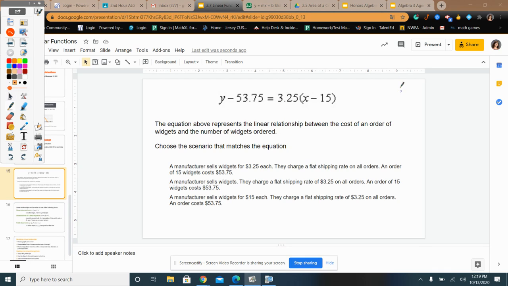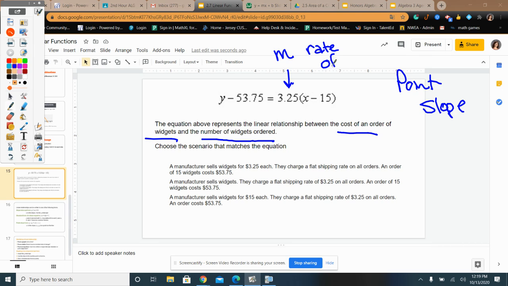Which form is this? This is that point slope form. And it's talking about the cost of an order of widgets and the number of widgets ordered, okay? So we're going to choose what's happening here. Well, what does the 3.25 represent? That is the slope. That is the rate of change. So if you're talking about widgets, what are you talking about with the 3.25? $3.25 each, that sounds like a rate of change.